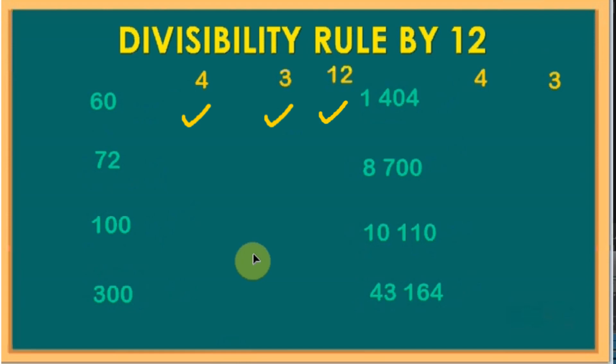Next, 72. 72 is divisible by 4. It is also divisible by 3. If you remember, our last lesson is about the divisibility rule by 3. So we just add 7 and 2. 7 plus 2 is 9. So 72 is divisible by 3. So if 72 is divisible by both 4 and 3, it is divisible by 12.